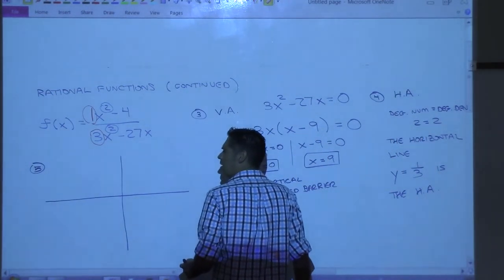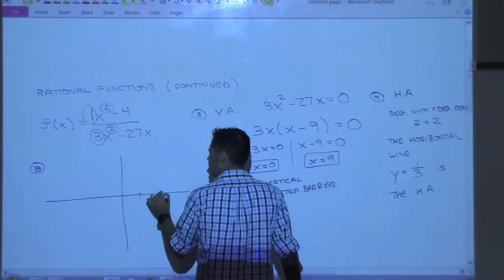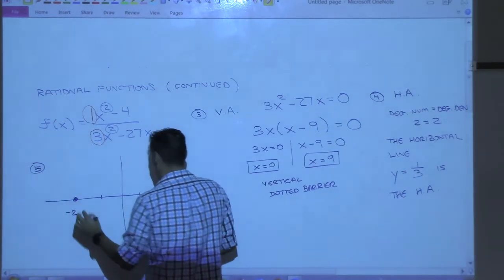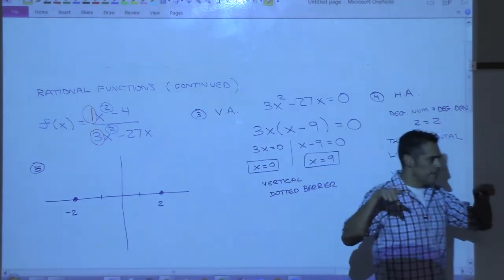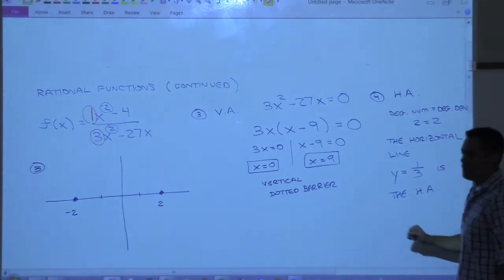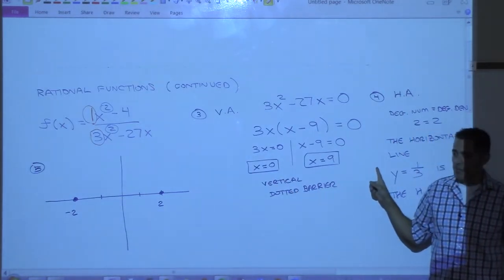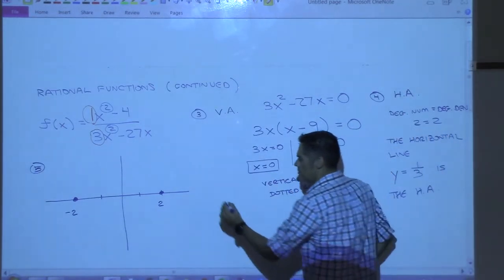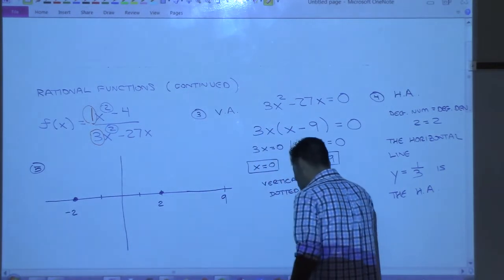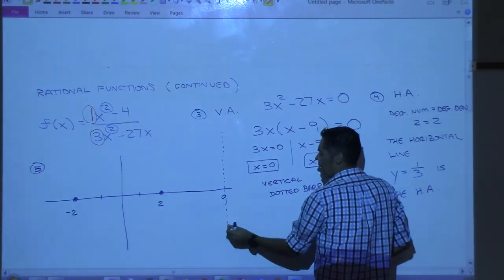So right now I have x-intercepts where? 2 and -2, is that correct? I had x-intercepts, which were points on the graph, right? And then I have vertical asymptotes at 0 and 9, right? At 0 and 9. So 9 is way out here. I'm just going to put it right here. Here's 9. I have a vertical asymptote here, so I'm going to draw a vertical dotted line.